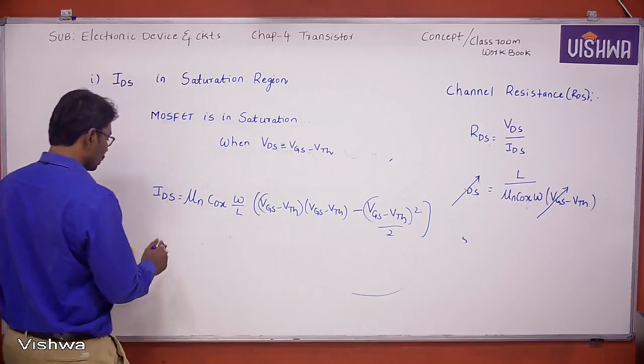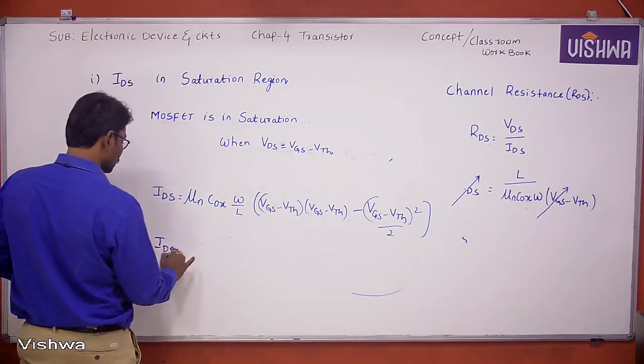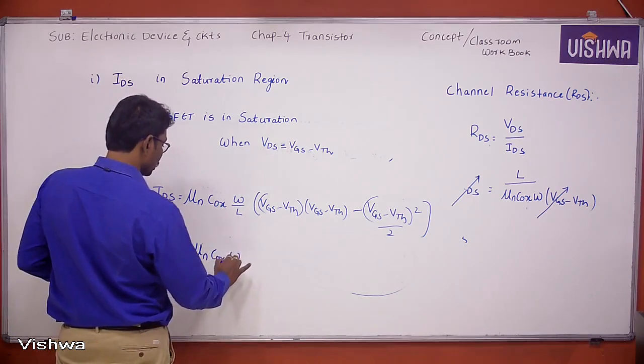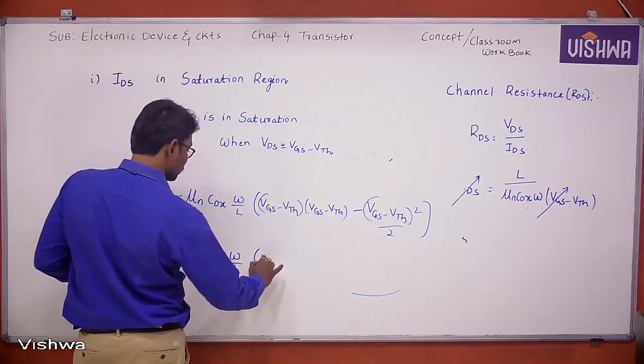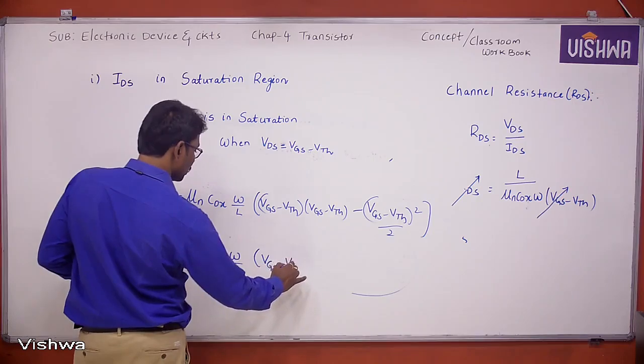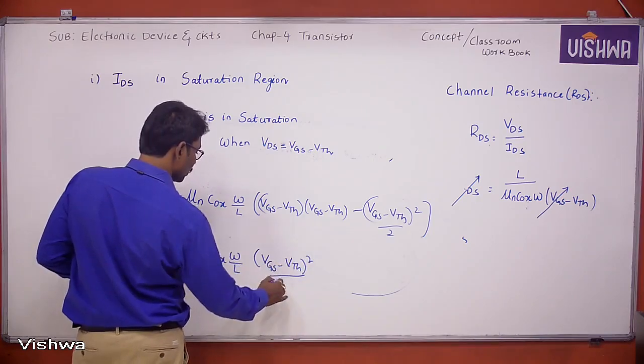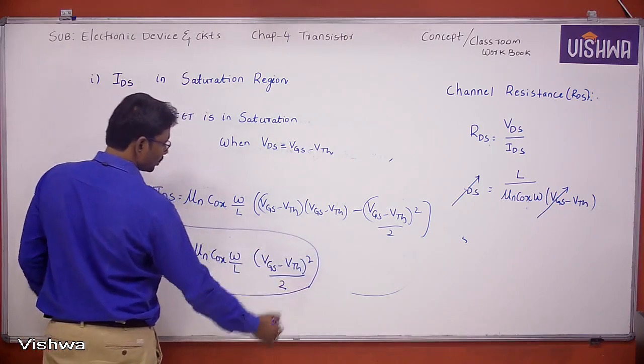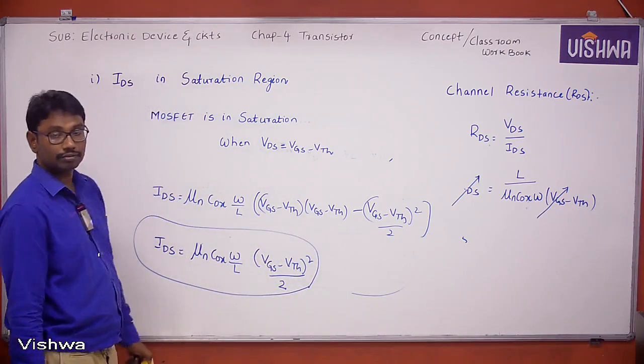Now what is this equation? The current equation IDS is equal to mu n into COX W by L into VGS minus VTH whole square by 2. This is the current equation in case of saturation region.